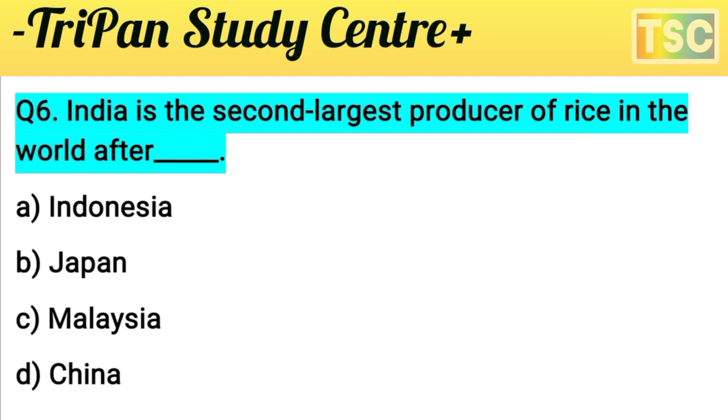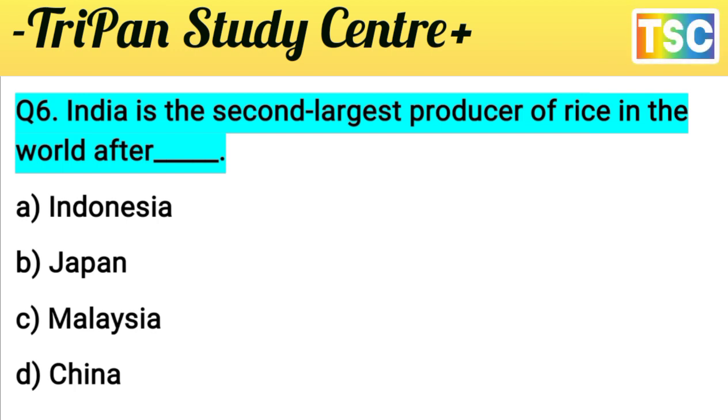Next question on your screen, that's important. The question is: India is the second largest producer of rice in the world after which country? The options are: A, Indonesia. B, Japan. C, Malaysia. D, China. India is the second largest producer of rice in the world, and the examiner asks for the name of the first largest producer.